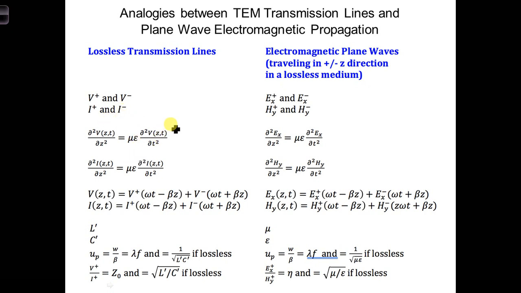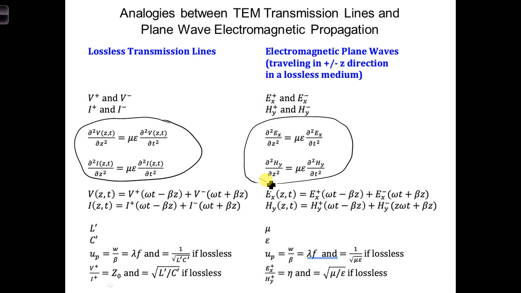We're going to be able to create a wave equation, just like for transmission lines, where we combine the telegrapher's equations to get wave equations for the voltage and the current. Here, we can combine Ampere's and Faraday's laws, and create wave equations for either the electric field or the magnetic field. Then we can come up with solutions for the wave equations. Here, the solutions will be E and H fields, whereas before they were voltages and currents.